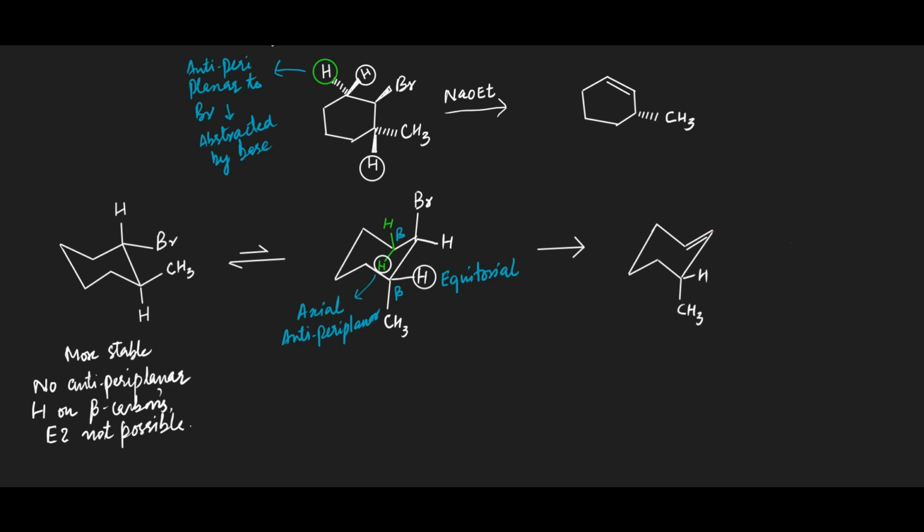So, the take-home message for E2 elimination of cyclohexane derivatives is that atoms or groups to be eliminated must be in a 1,2 diaxial trans arrangement. Only then are their orbitals suitably oriented to overlap for the formation of the pi bond. Now we will practice some E2 reaction examples.